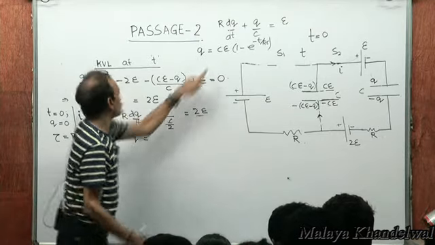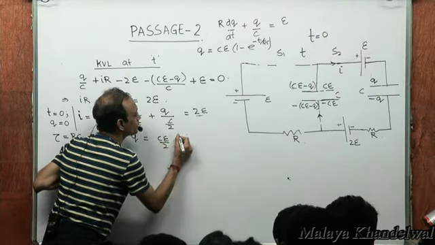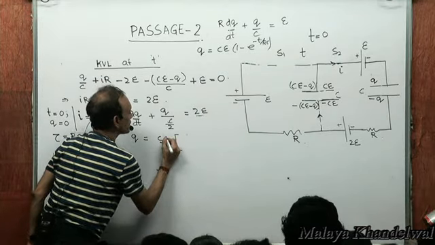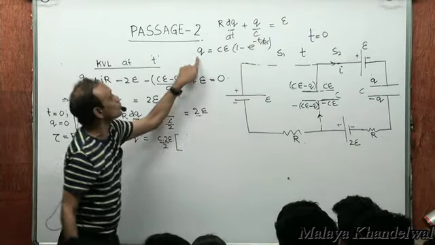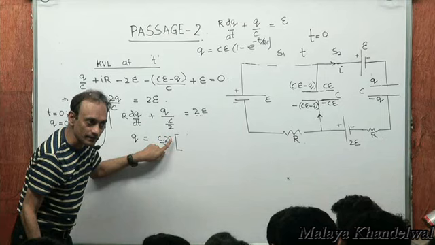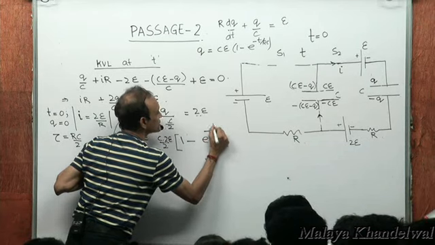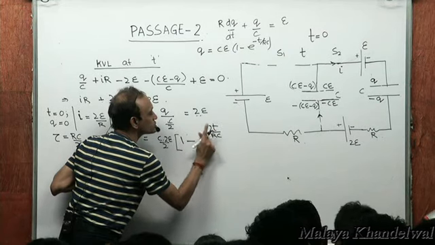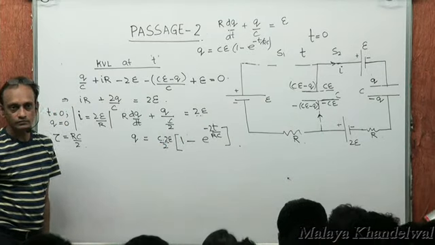Use this very thing. So Q would be, instead of C you have C by 2 here on comparison. So C epsilon by 2. Instead of epsilon you have 2 epsilon, right? So Q would be, instead of C, C by 2, instead of epsilon, 2 epsilon. C by 2 into 2 epsilon, right? Yes or no? Into 1 minus e to power minus t by R, and C would be C by 2. Yes or no? That's the solution to the equation. Q as a function of time.